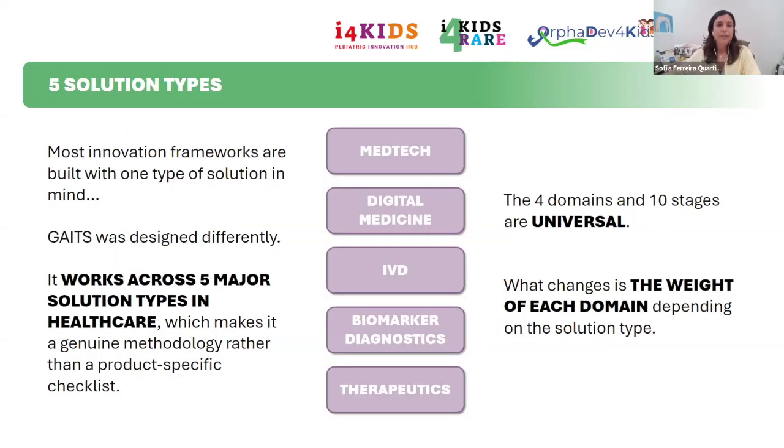So, if we enter into the topic of orphan devices, one of the best things about GAITS is that it works in all 5 main areas of healthcare: medical technology, digital medicine, in vitro diagnostics, biomarkers, and therapeutics. Most frameworks are normally designed for just one type, but GAITS was designed in a different way. On their website and in the publications you can find specific definitions of the different stages adapted to the different kinds of technologies. And the 4 domains and the 10 stages are universal.